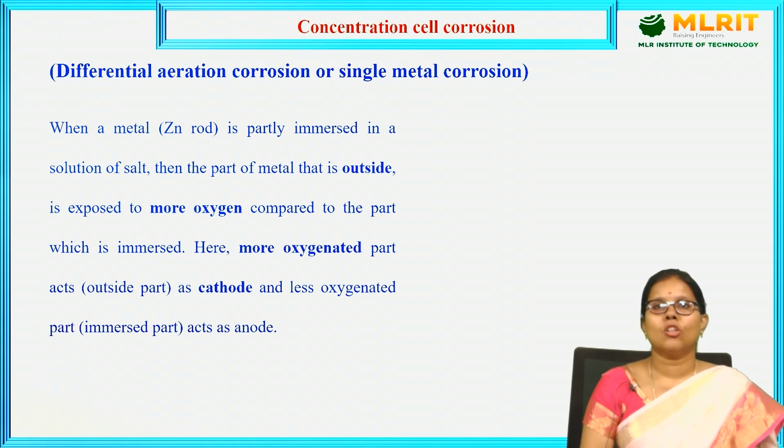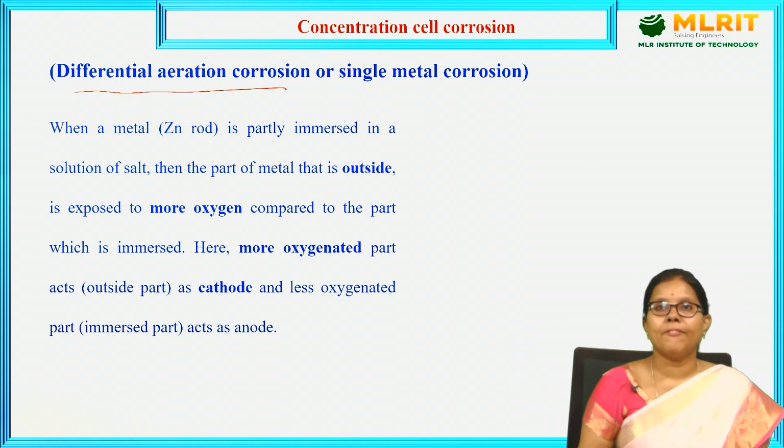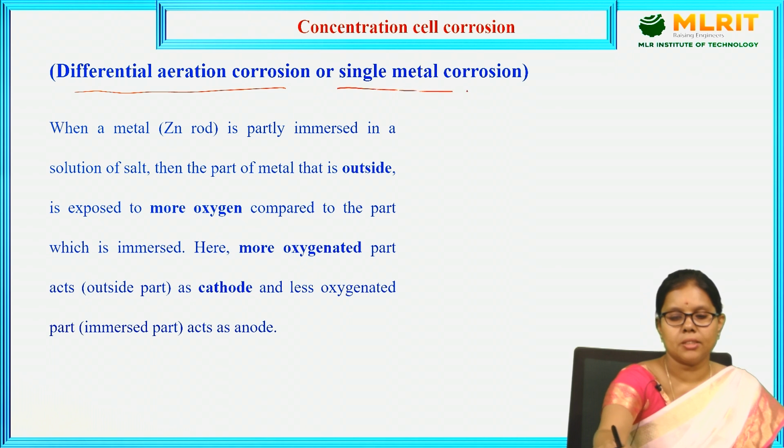Let us take the concentration cell corrosion. It is also called differential aeration corrosion. The name itself tells about the different concentrations of air. We are going to notice the same metal at different places of a single metal.